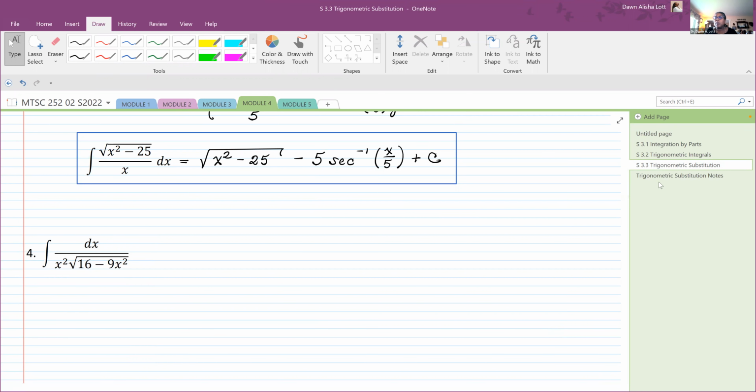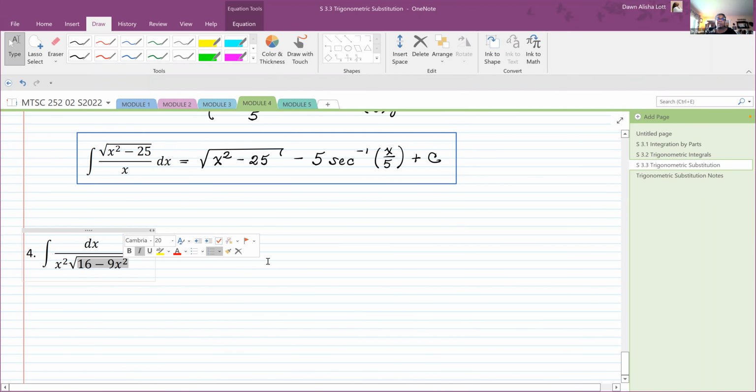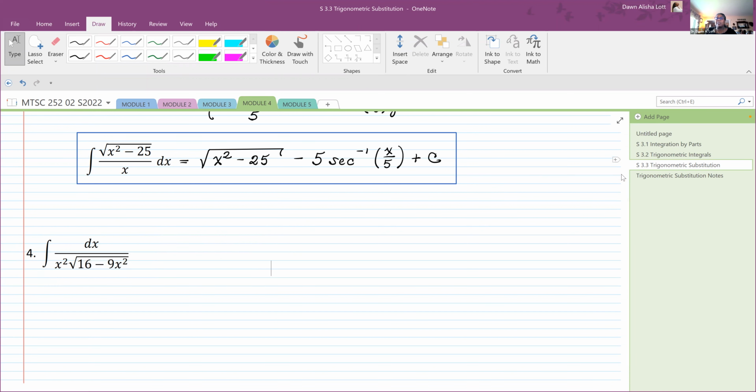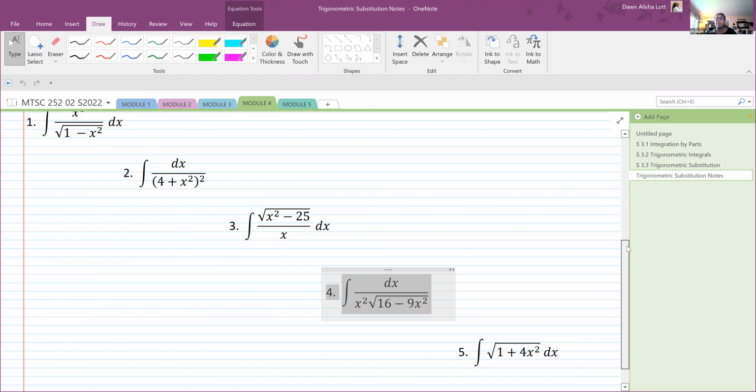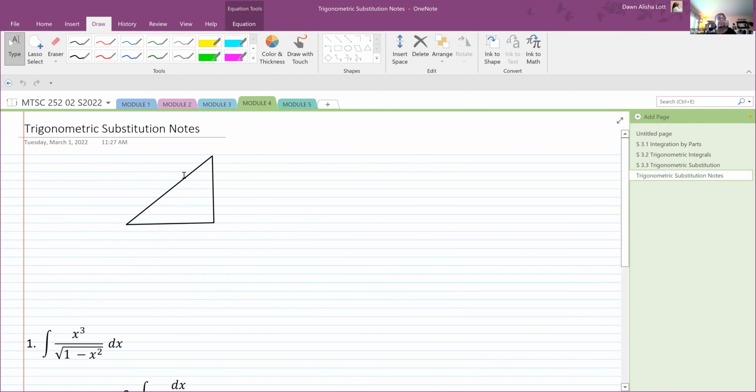This one's a little more involved. Notice that I have 16 minus 9x squared. Well, that kind of looks like a squared minus x squared. It really looks more like a squared minus u squared. But an a squared minus u squared problem, I'm going to do the same way as I would an a squared minus x squared problem.